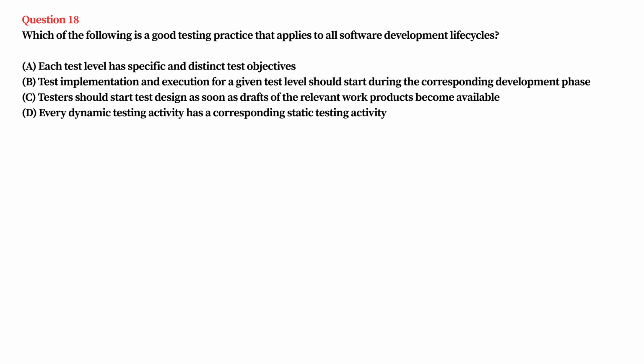Answer: A is correct. Each test level has specific and distinct test objectives, as a different form of test object, e.g., single component, complete system, is tested at each test level, and overlapping test objectives would lead to unnecessary duplication. Answer: B is not correct.